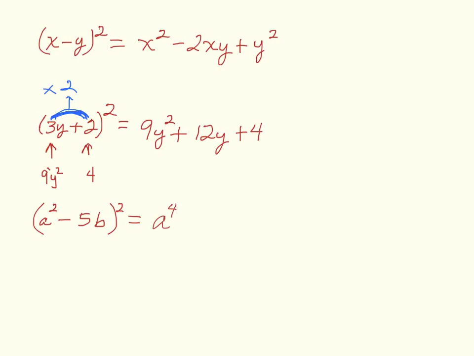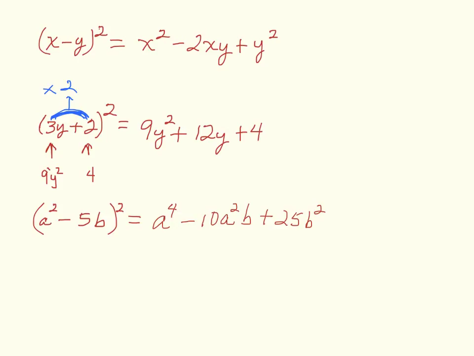Okay, the middle term is going to be a squared times negative 5b. So that's negative 5a squared b times 2. Remember, it's always times 2. So that's negative 10a squared b. Then we are going to square the last term. What's the last term? Negative 5b. It becomes plus 25b squared.